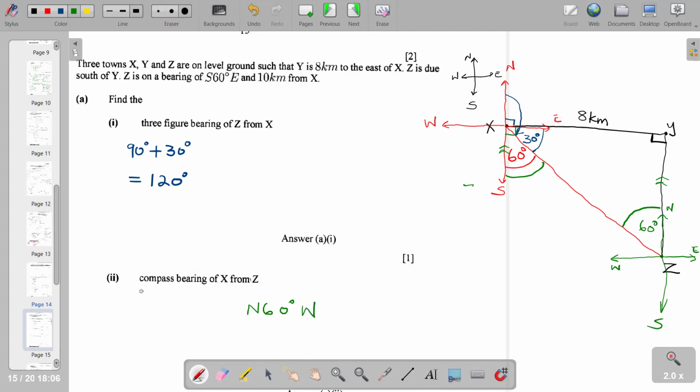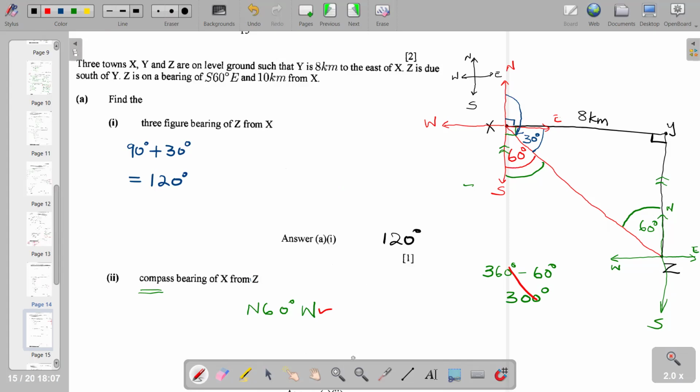And take note, the question wanted compass bearing, but if it wanted the three-figure bearing, it means we're going to take this part, which was going to be 360 minus this 60 degrees, which was going to be 300 degrees. So in this case, they were wanting the compass bearing. So it means here our answer is this one. So here we are having 120 degrees.